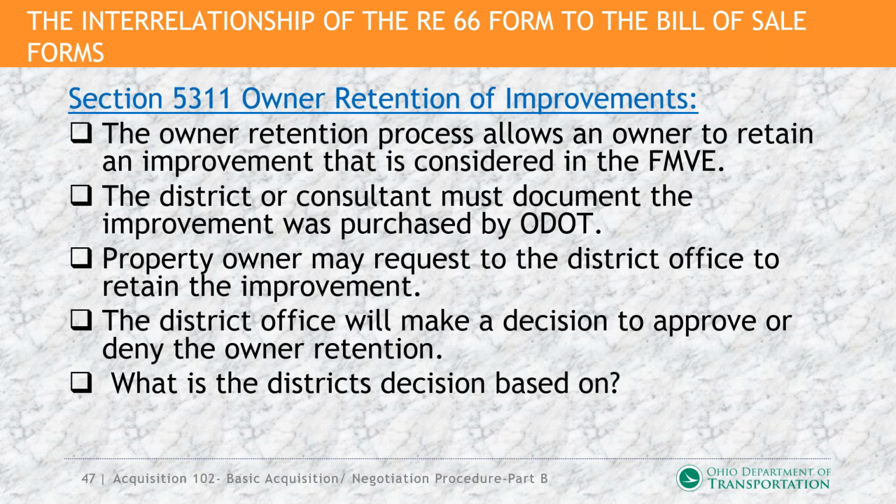All right. This is covered under 5311, owner retention of improvements. The owner retention process allows an owner to retain an improvement that is considered in the fair market value estimate. The district or the consultant must document the improvement was purchased by ODOT or the agency. The property owner may request to the district office to retain the improvement. The district office will make that decision. The district or the agency is not obligated to grant that request. The decision is generally based on the right-of-way clear date. So is there sufficient time to allow for these processes to occur? If there is sufficient time, then usually it will be granted. If there's just no time to get this process done in the correct way, then it won't be granted.